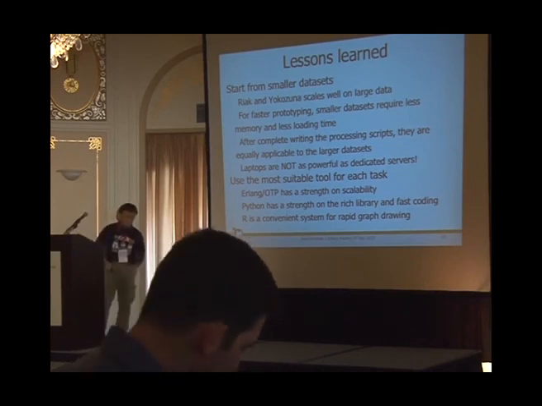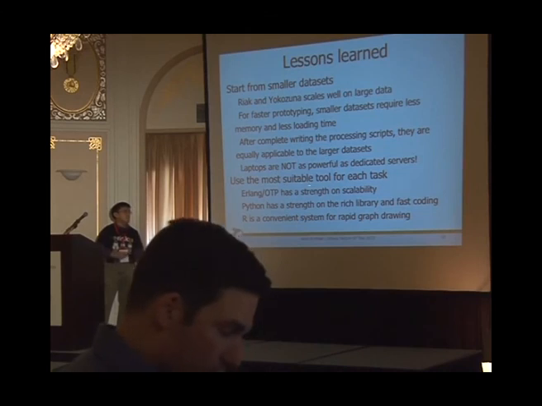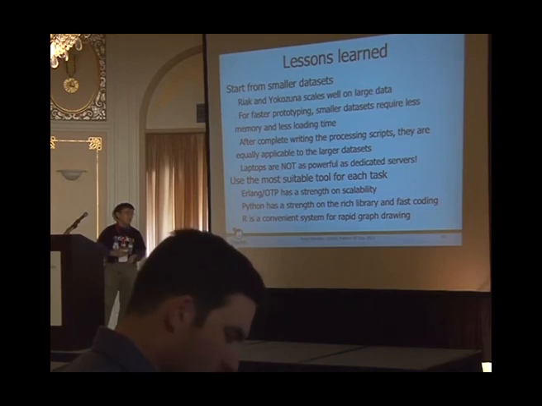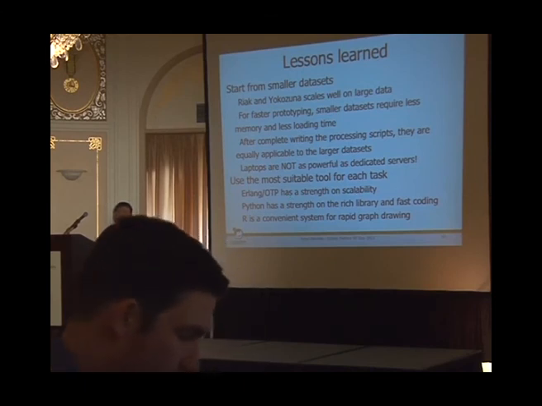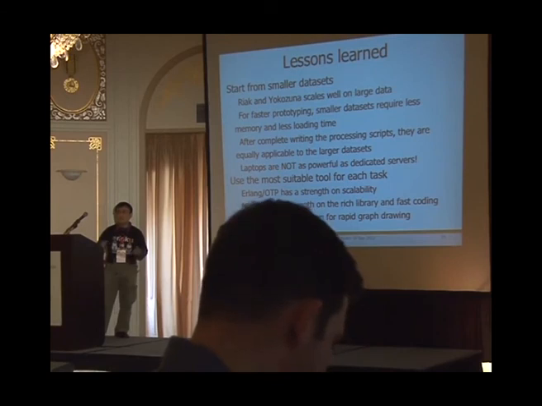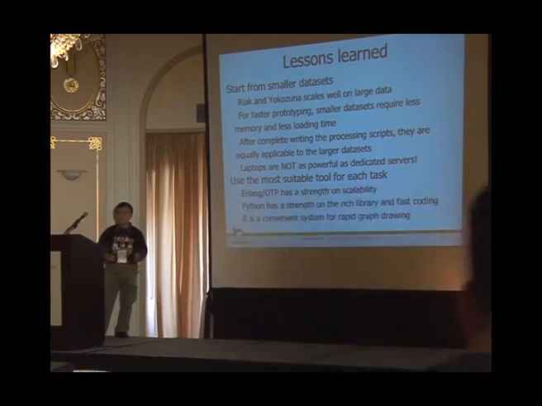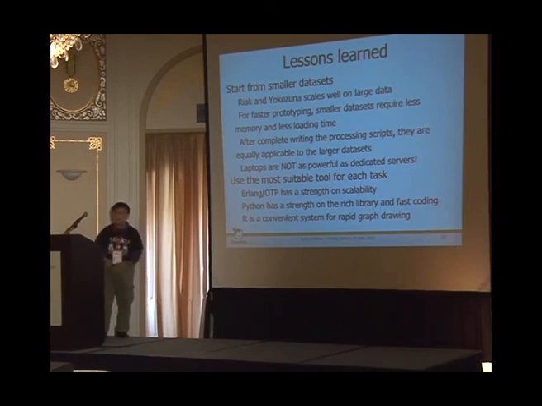And the next thing I learned is to use the most suitable tool for each task. Erlang OTP is best for servers, with the strength of scalability, and there was no crash on Riak. I tell you, no crash on Riak in this operation, and that was very good. But when you try to convert some string data, Python has its own strengths, so why don't you use it? Just use Python for faster prototyping. And when you try to analyze the results coming out as JSON, R is a convenient system for plotting all the data.